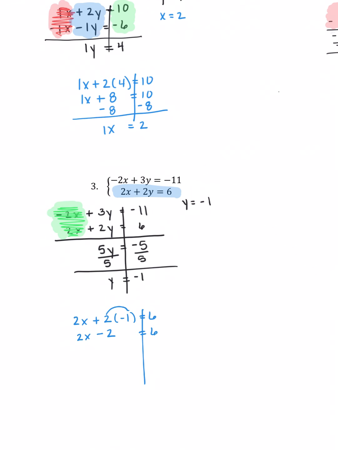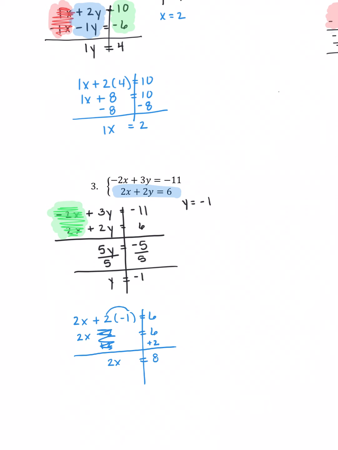Now I'm going to get y by, or sorry, not y by itself, but x by itself. I want to get x by itself. In order to do that, I have to get rid of minus 2. So the opposite of minus 2 is plus 2. So I'm going to add 2 to both sides. So these are all gone. Now I have 2x equals 6 plus 2 is 8.